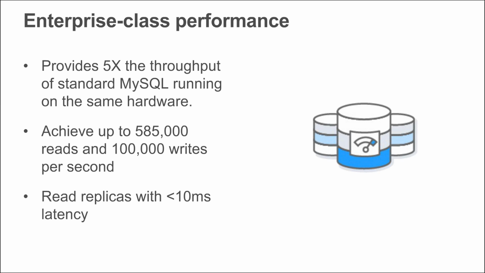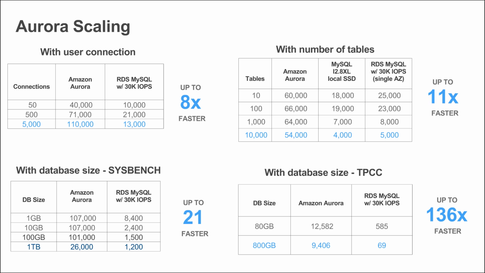With Aurora, you get enterprise-class performance, five times the throughput of standard MySQL, and a high number of reads and writes, not to mention really low latency on your read replicas. What that means is things perform really well. Aurora scales up to be significantly faster than MySQL, especially the larger it grows.